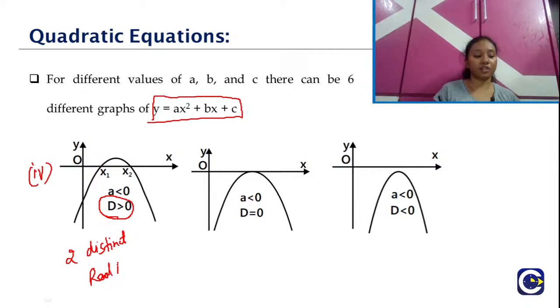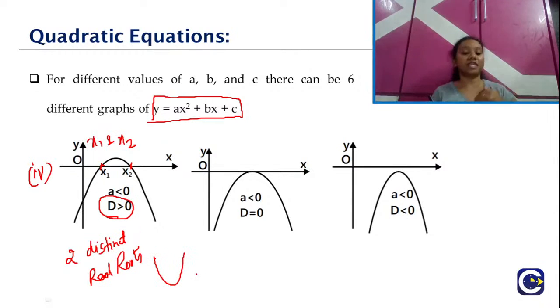So I will be having 2 distinct real roots, which are given by x1 and x2 here. Right. So these are my solutions of this quadratic equation, x1 and x2. Initially, when our leading coefficient is greater than 0, the graph will be upwards, whereas if it is less than 0, the graph will be downwards. That is the difference we can see when the leading coefficient is greater than 0 and less than 0.